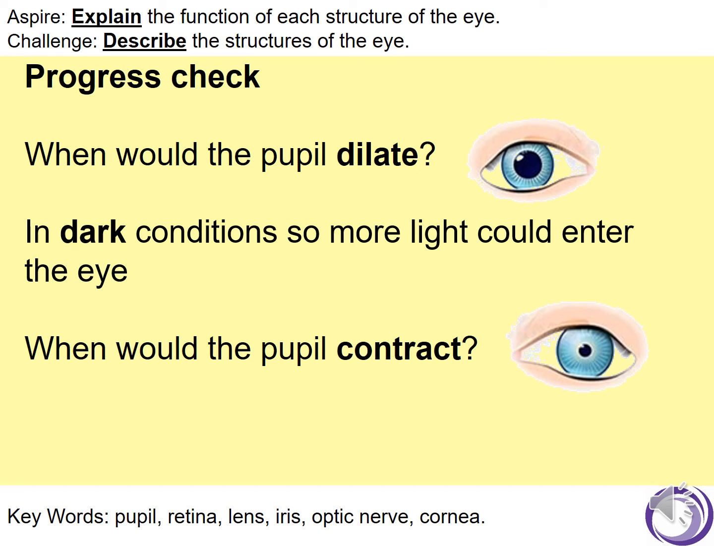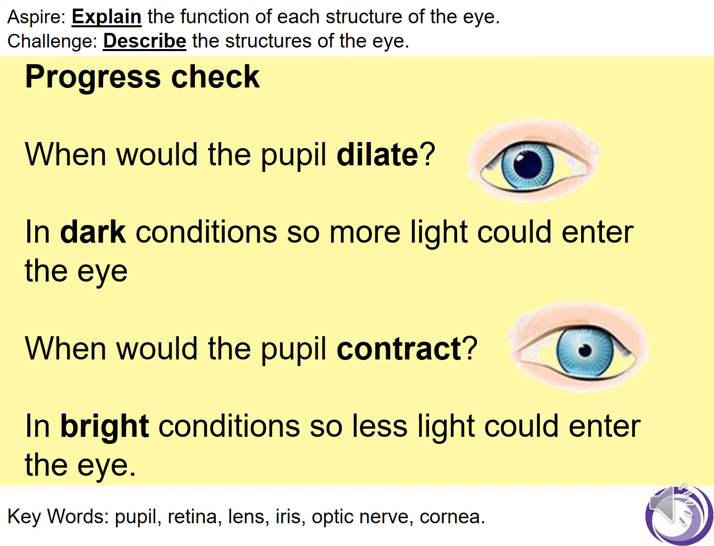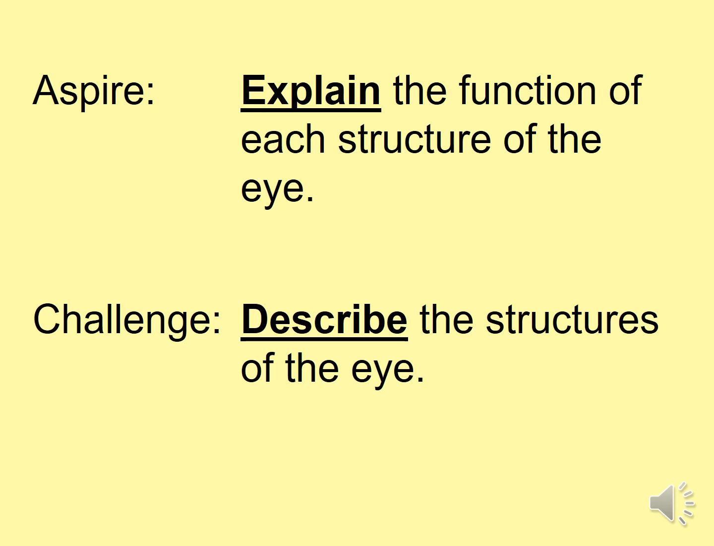So in what conditions would the pupil contract or constrict? And the answer to that is in bright conditions, and that's so that less light enters the eye.